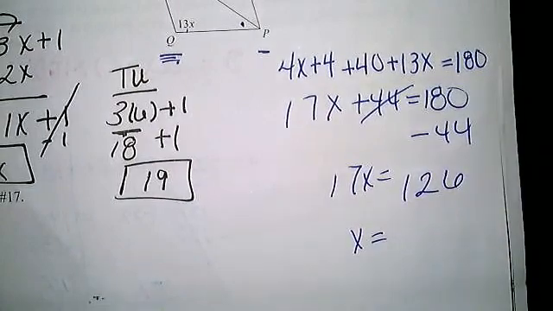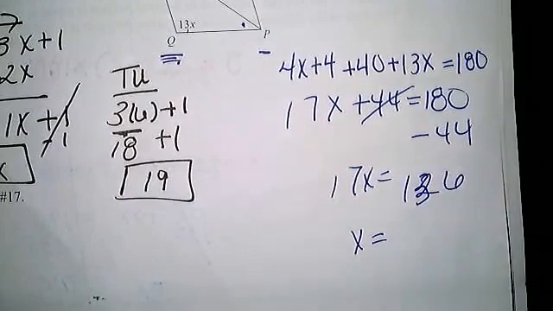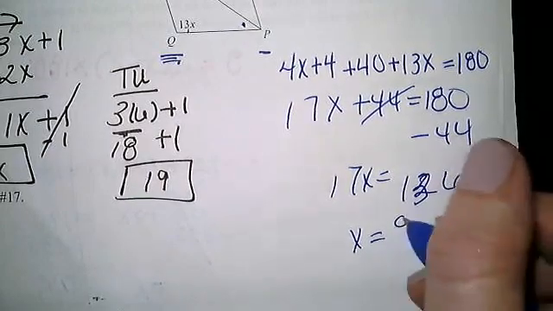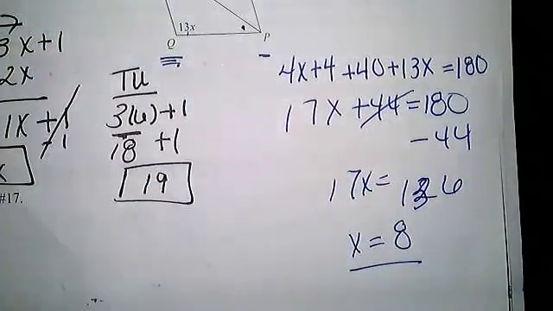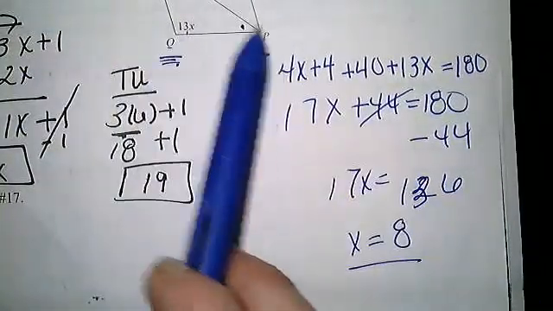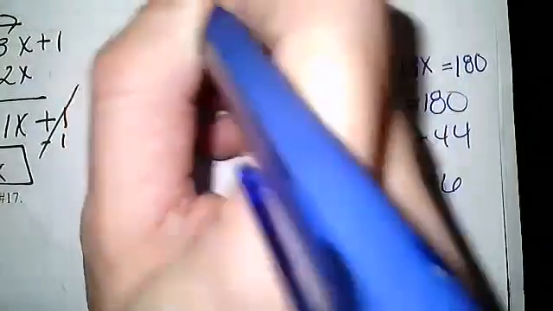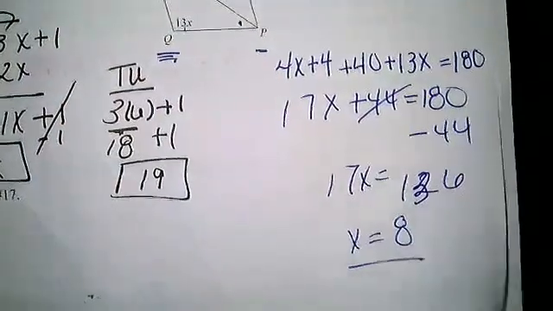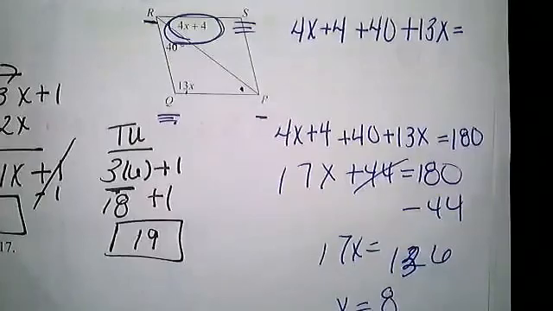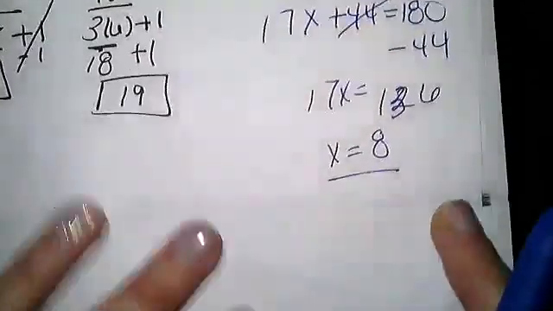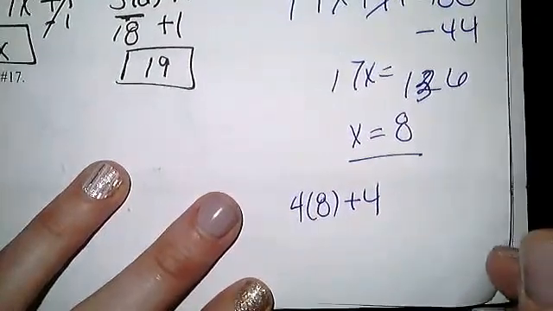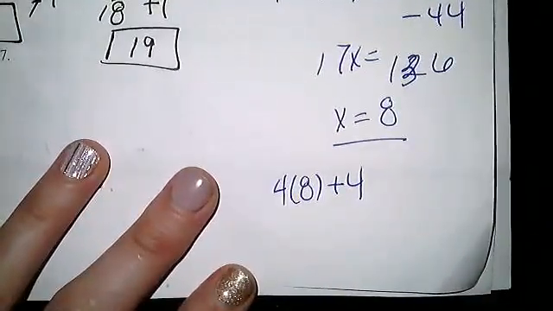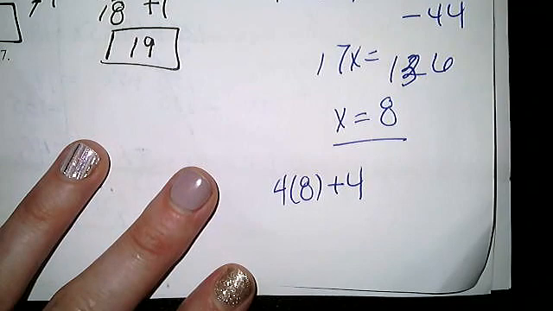So you plug the 8 into the 4x plus 4. Yes, so x is 8, and you plug that 8 in to which formula to solve for the angle? 4x plus 4. Good. So you plug it in here for the x. Kind of messy, but like I said, I'm going quick. So it's 36. So we need to take 36.